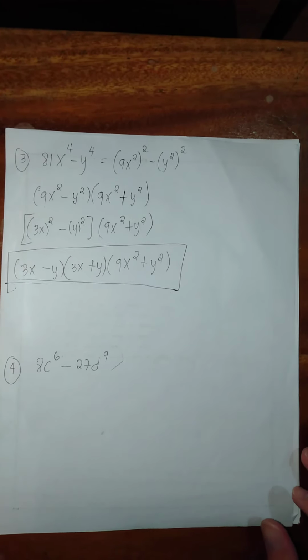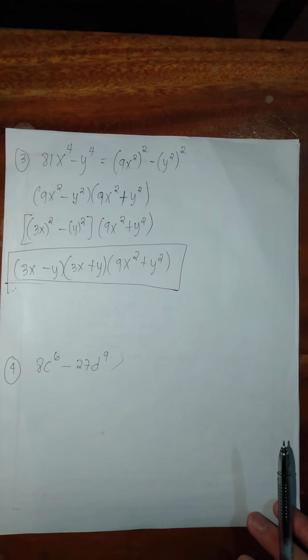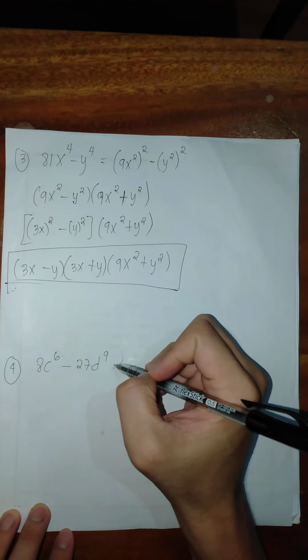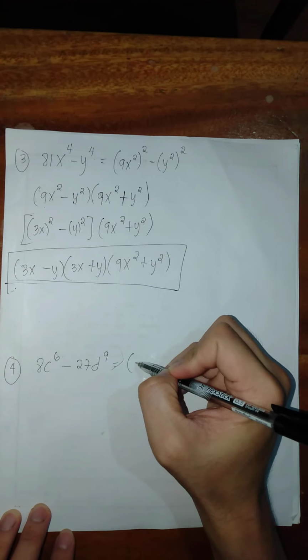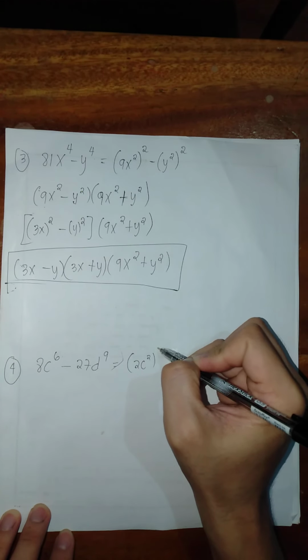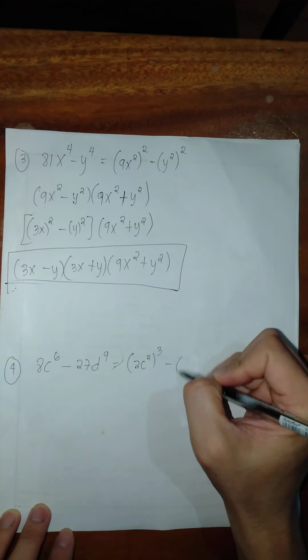Which is ito. So, very obvious naman. So, this is a difference of two cubes. Okay? How do we do this one? So, of course, 8 is a perfect cube, di ba? Ang cube root niyan is 2. 2c squared raised to the third power. Di ba? Para maging 2c squared minus 27.